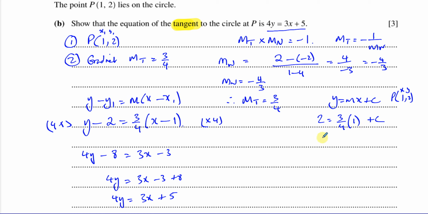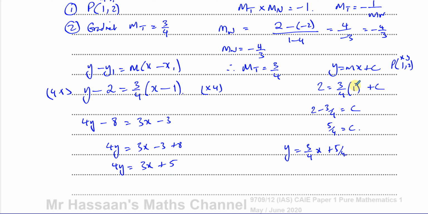So this is going to give me 2 minus 3/4 equals c. So 2 minus 3/4 is 1 1/4, sorry, or you can do it in a better way, actually. You can just say this is like 8/4 minus 3/4, which is 5/4. So then we have the equation y equals 3/4x plus 5 over 4.